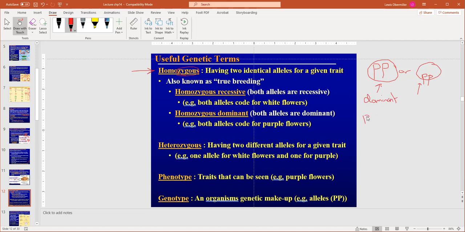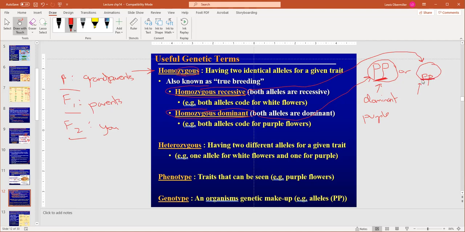Remember, the purple trait came out in that F1 generation. So remember, we have parental, F1 and F2. This is like your grandparents. And this would be like your parents. And then this would be like you. So those are the generations. All right, so back to this, we use homozygous dominant to say that it has both dominant alleles, in this case, both purple, or homozygous recessive, where it has both recessive alleles, like this one, which is white-white. So this individual is homozygous dominant, this individual is homozygous recessive.